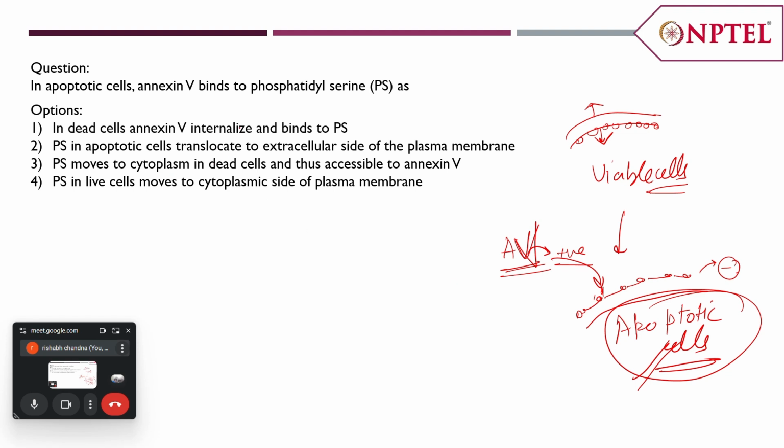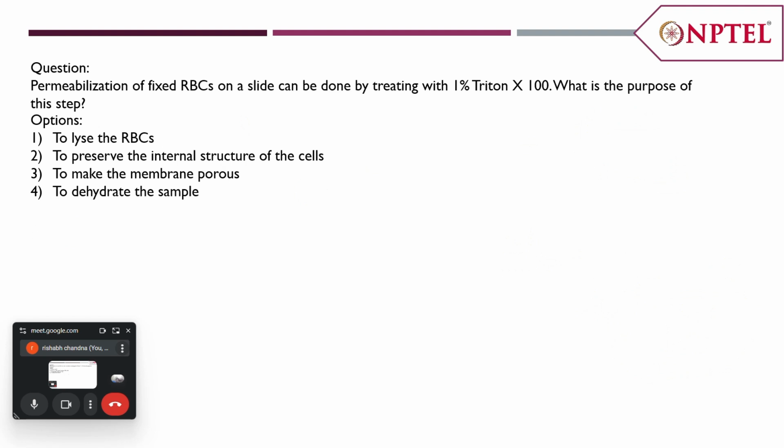So what will happen? Let's see the options. In dead cells, annexin 5 internalized. No, this is not the right option. PS in apoptotic cells translocates to the extracellular side of the plasma membrane. Yes, this helps in binding of the annexin 5 to the extracellular side. PS moves to the cytoplasm in dead cells. No, this is not the correct option. PS in live cells moves to the cytoplasmic side. No, this is also not the correct option. So the correct option is option number 2. Okay, so let's move on to the next question.